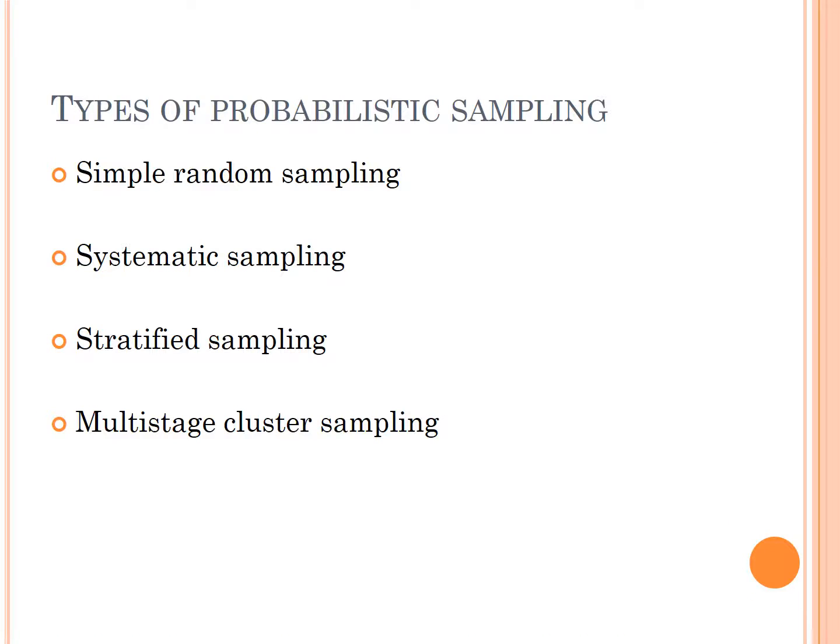There are four different types of probabilistic sampling: simple random sampling, systematic sampling, stratified sampling, and multi-stage cluster sampling. We will go through each of the four types one by one.